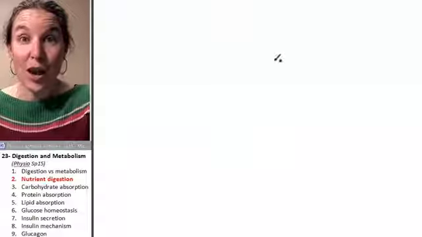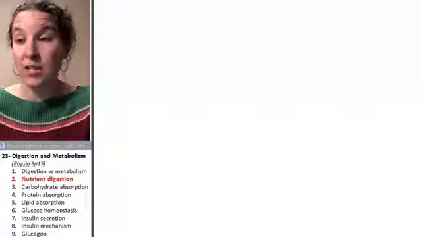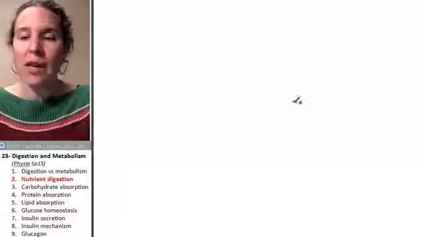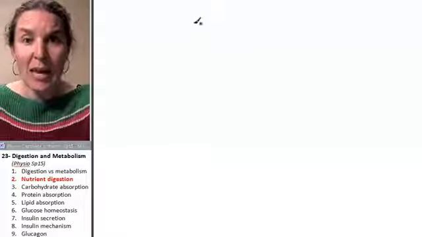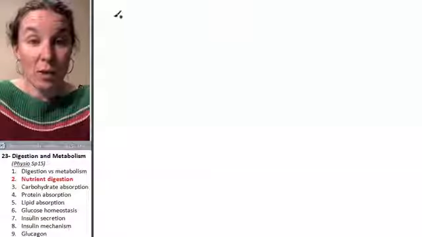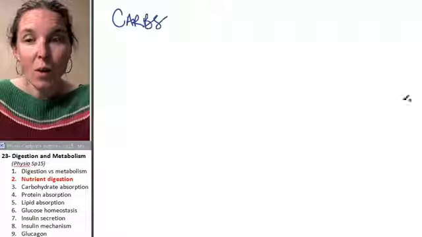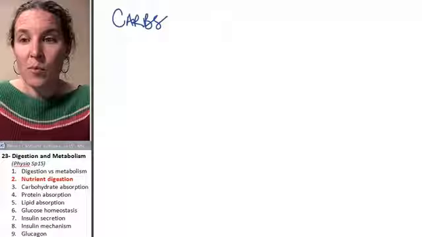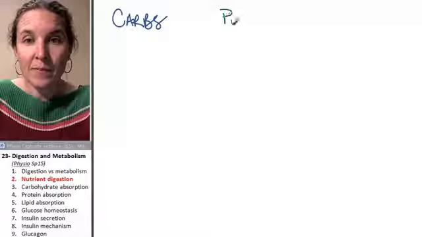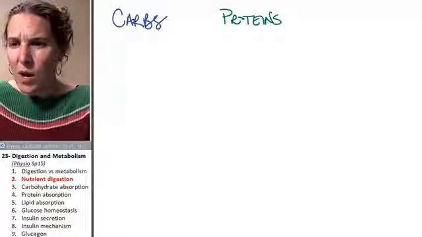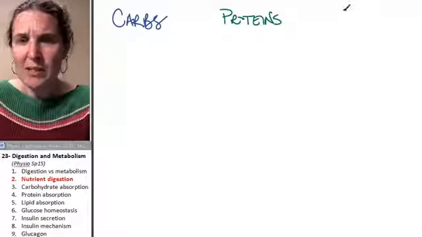First, we're going to talk about how nutrients are digested. So let's look at our three main categories of nutrients that we want to absorb. We want to absorb carbohydrates. We want to absorb proteins. And we want to absorb lipids or fats.